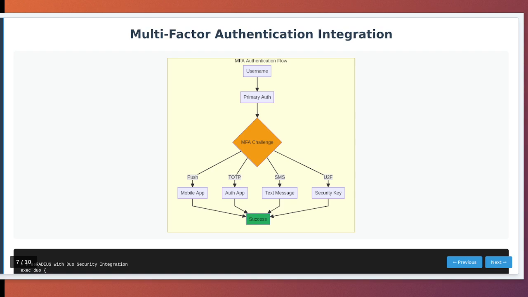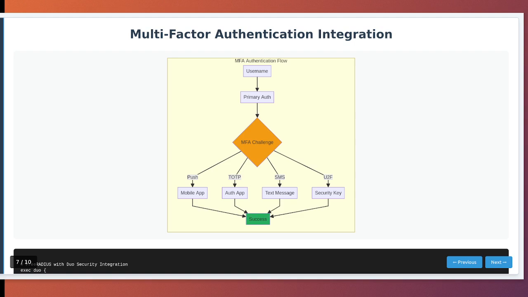We used EAP-TTLS with certificate validation on the outer tunnel, then integrated with Duo Security for push notifications on the inner authentication. Users connect with their certificate, enter their username, and get a push notification on their phone. The entire flow takes seconds and provides strong multi-factor authentication.